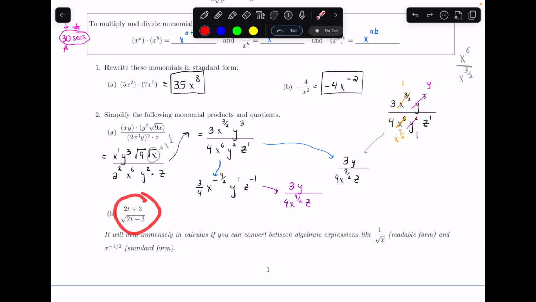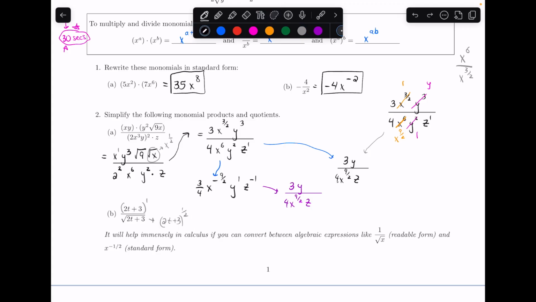Okay, so part B. So what if I have this? Even though this is technically not a monomial on the top, I have 2 terms getting added together. This is what's called a polynomial term on top. I can still simplify this in the same sort of way. Because I noticed this whole thing on top, I could write that being to the first power. The square root on the bottom, I could write that as 2t plus 3 to the 1/2 power. And I have 2t plus 3 to the 1 divided by 2t plus 3 to the 1/2.